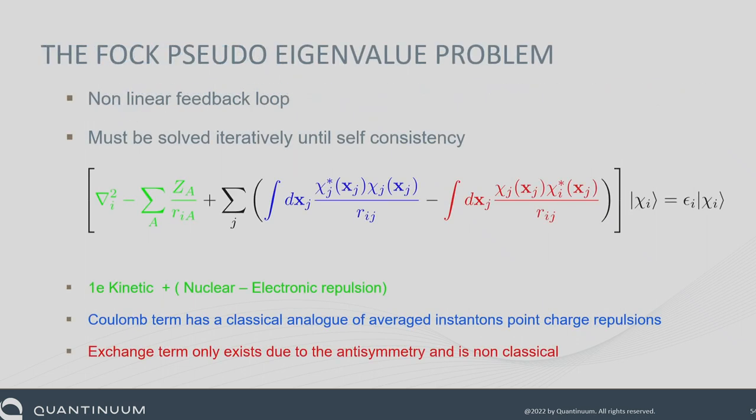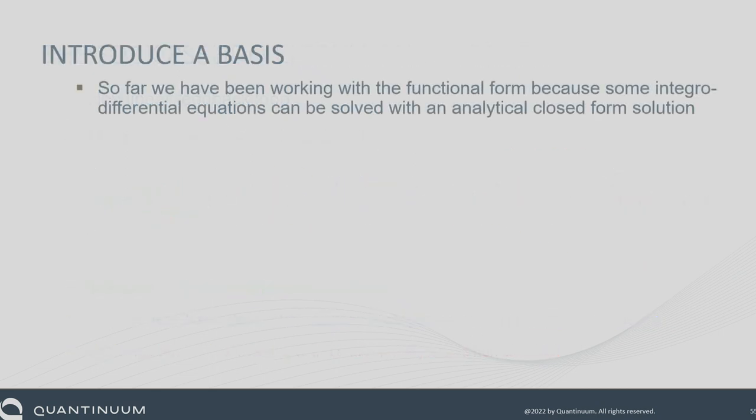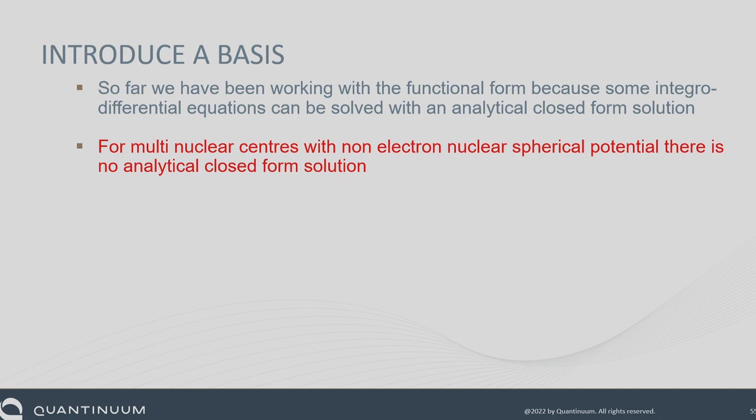This was all solved for the purpose of the previous discussion. We were just treating this as a differential equation, as if it could be solved analytically. But we know that it can't for molecules. So for multinuclear centers, there's no analytical closed form solution. So we have to solve what's called the Roothaan equations. Essentially, it's the secular equation with the Fock operator, and it's a nonlinear equation because we have this feedback loop.